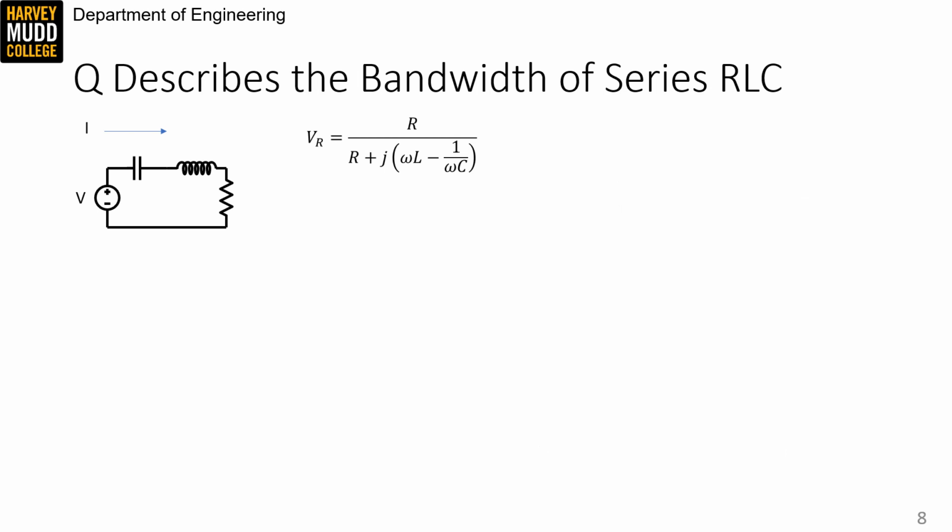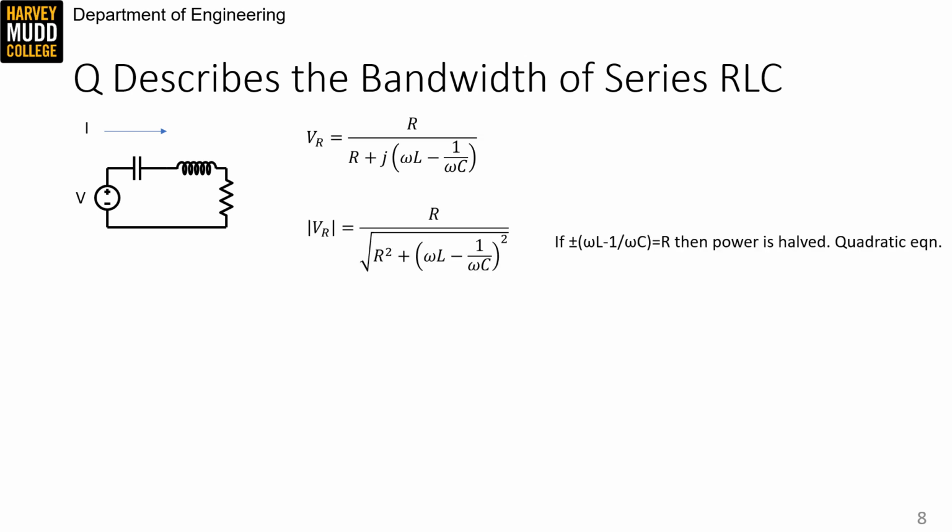Our motivating question when asking about quality factor was finding the bandwidth of a series RLC circuit. That quantity is very tightly related to the quality factor of the system, such that high-quality systems have low bandwidth and low-quality systems have high bandwidth. We can see that by finding the voltage across the resistor using a voltage divider as shown here. If we find the magnitude of the voltage, we can observe that it will be reduced by the square root of 2 when plus or minus the reactance is equal to the resistance, as shown here. This second term becomes equal to the first.